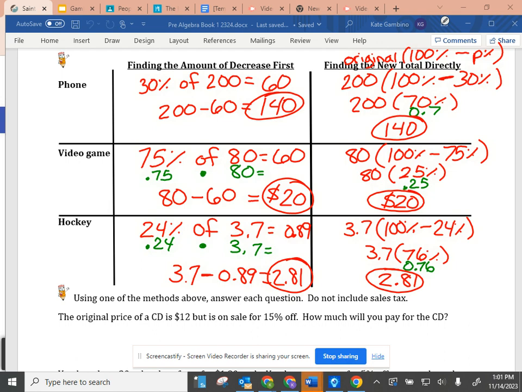Do we round all of them to the 100th place? Yeah, unless you're told otherwise, to be on the safe side, I would just round to the 100th.